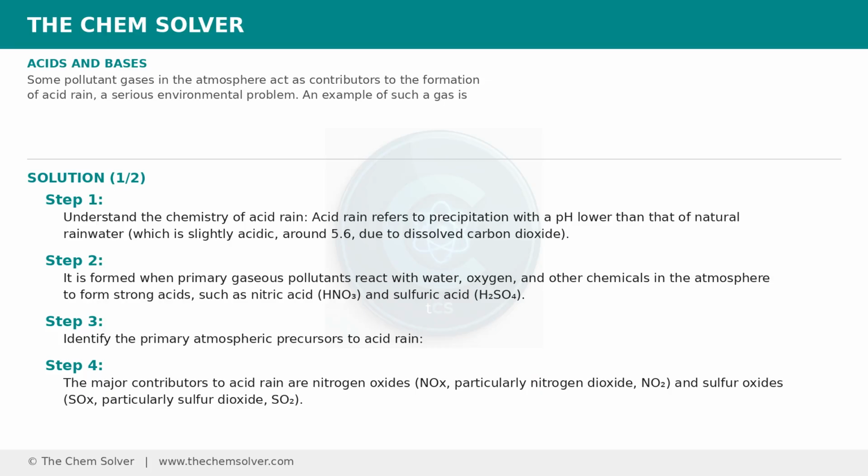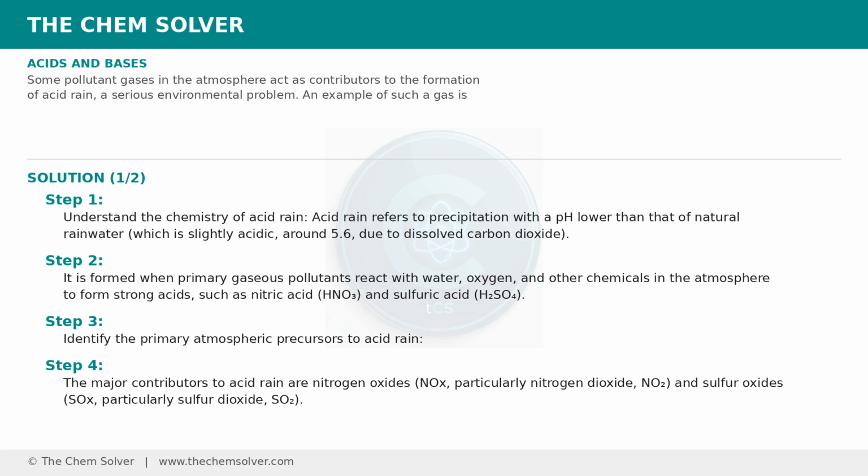Understand the chemistry of acid rain. Acid rain refers to precipitation with a pH lower than that of natural rainwater, which is slightly acidic, around 5.6, due to dissolved carbon dioxide. It is formed when primary gaseous pollutants react with water, oxygen, and other chemicals in the atmosphere to form strong acids, such as nitric acid, HNO3, and sulfuric acid, H2SO4.